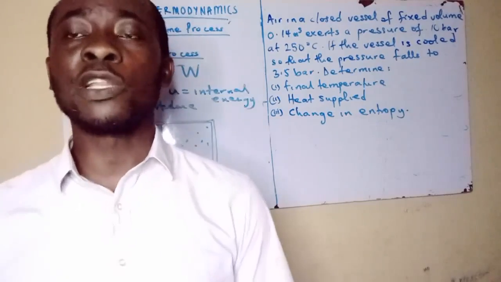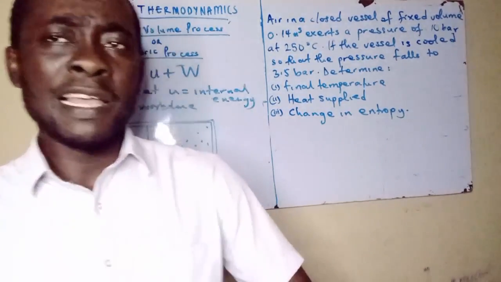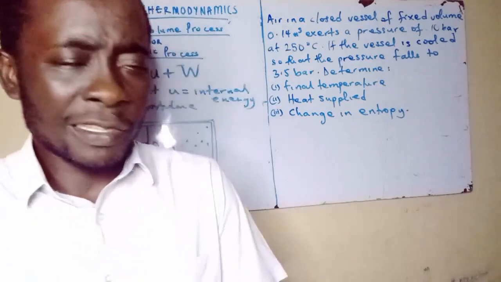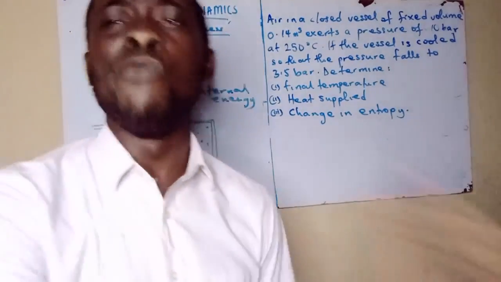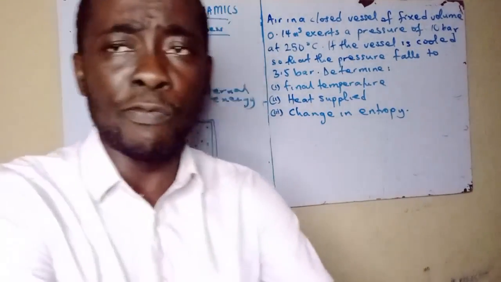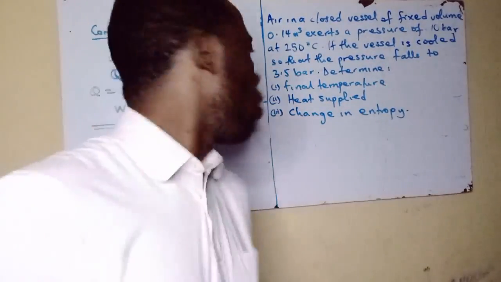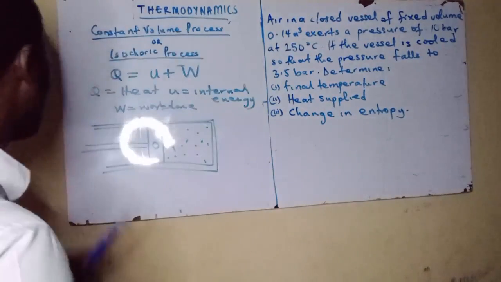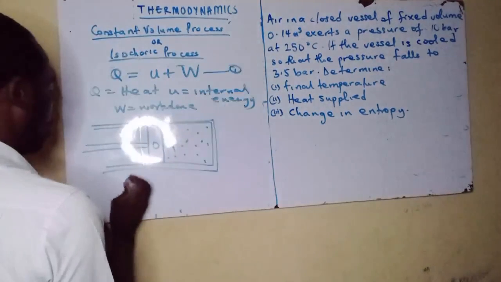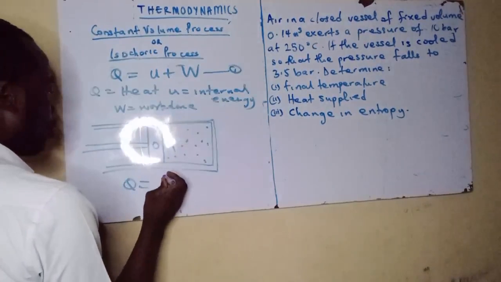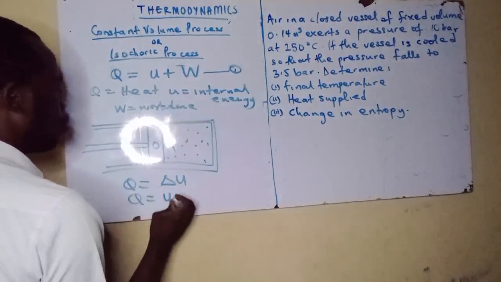Based on what we learned in physics in secondary school, if we push something, exert a force on something, and that force causes the thing to move, generating movement, then work is done. Otherwise the work done is zero. Going back to the previous equation of the first law, Q will now be equal to delta U, that is, Q equals U2 minus U1.